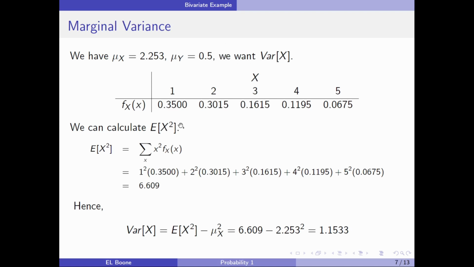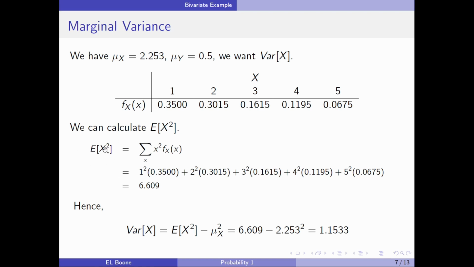All right, now we want to get the variances. So I'm going to use the shortcut formula. So I'm going to need X squared here. The shortcut formula is down here where the answer is, but I'm going to need the expected value of X squared, which is, wherever I had an X, instead of just plugging in X, I'm going to plug in X squared. So it's going to be 1 squared times the probability, plus 2 squared times the probability, plus 3 squared times the probability, plus 4 squared times the probability, plus 5 squared times the probability. Put all that together, add it up, you get 6.609 for the expected value of X squared.